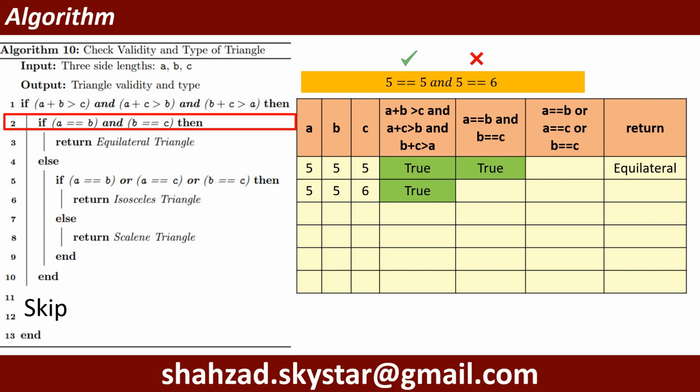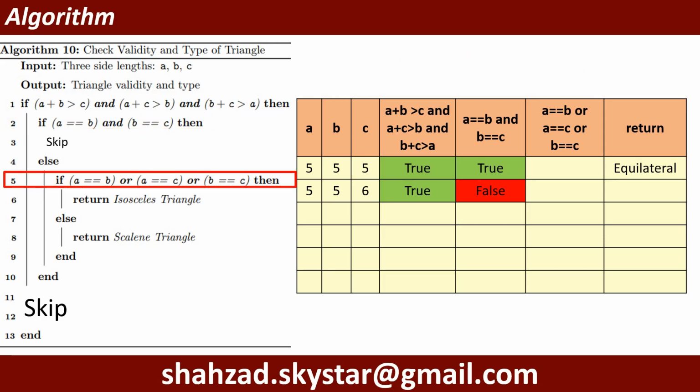5 equal to 5, yes. 5 equal to 6, no, this is false. In case of false, it will return a false statement, and line number 3 will be skipped or ignored. Then it will move to line number 5.